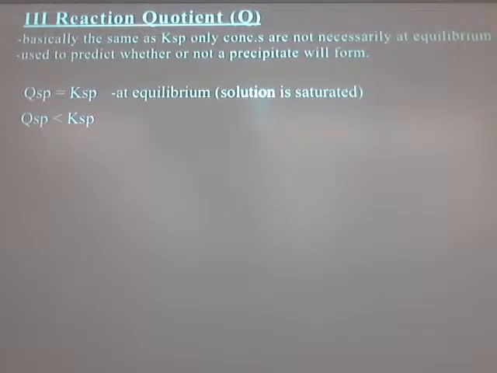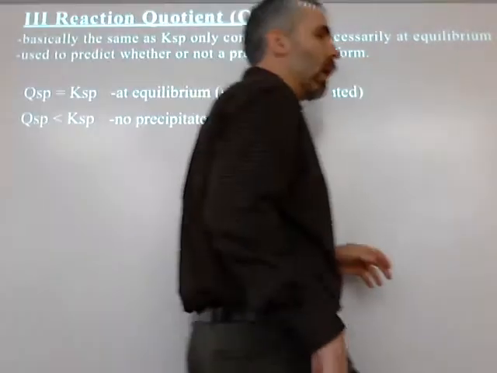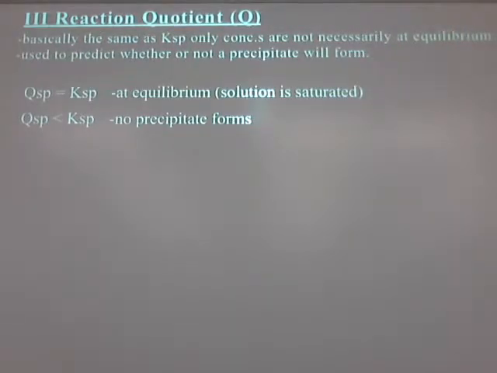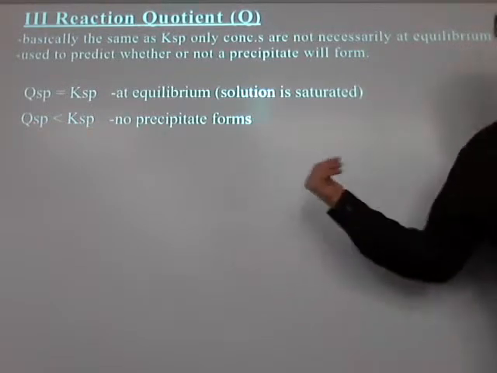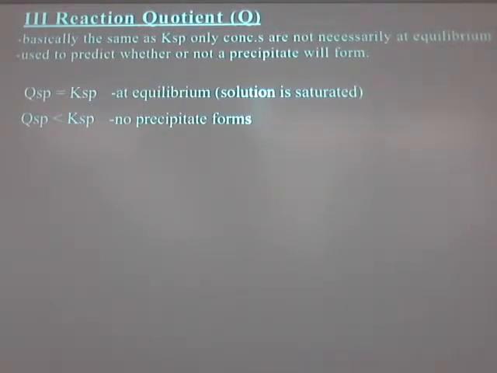However, if QSP is less than KSP, that tells me we're not going to get a precipitate. Why? Because basically, if you remember what Q means, the Q means that the forward reaction has to occur more until it reaches equilibrium, which means more can still dissolve, all right?